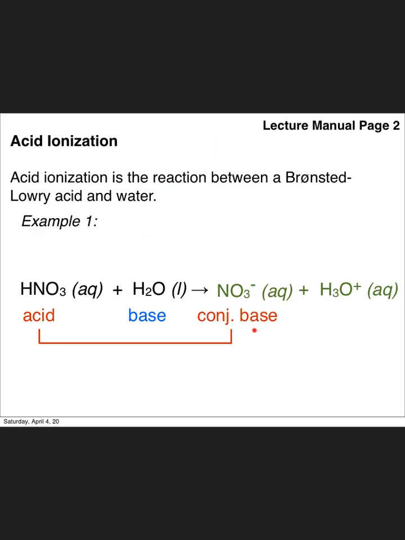Again, the nitrate ion will be the conjugate base of nitric acid, because as nitric acid loses a proton, it becomes nitrate ion. And at the same time, the conjugate acid of water would be hydronium ion because it has gained one more proton.